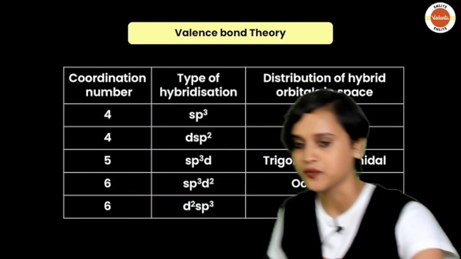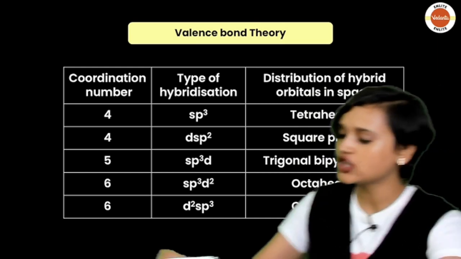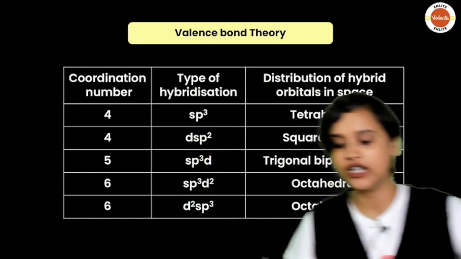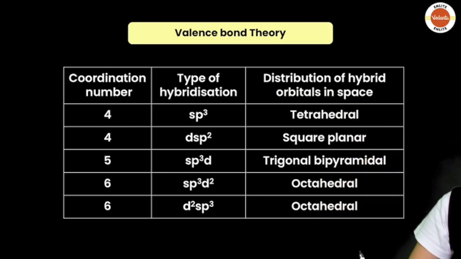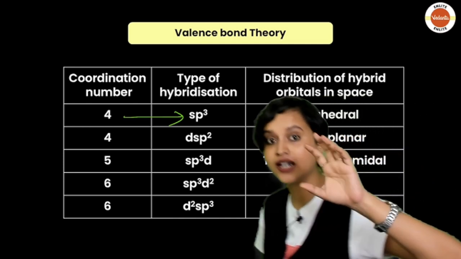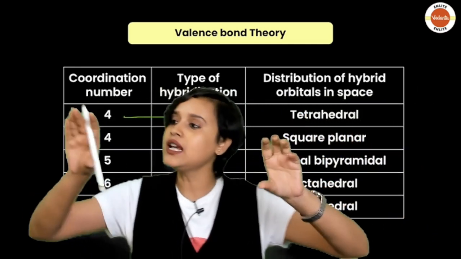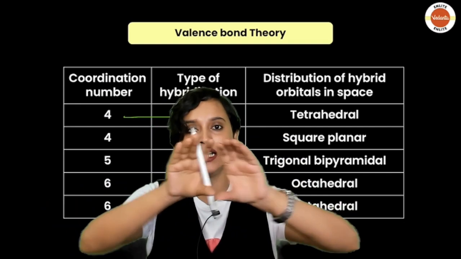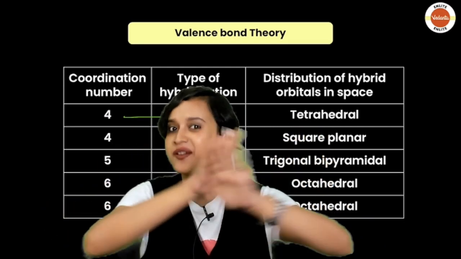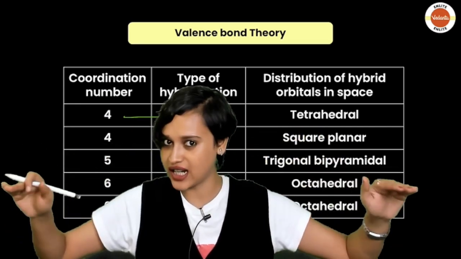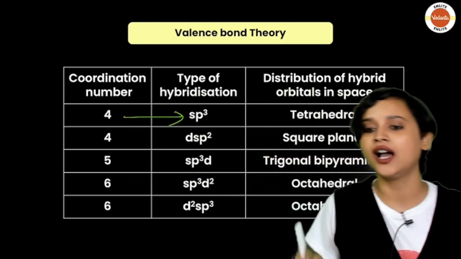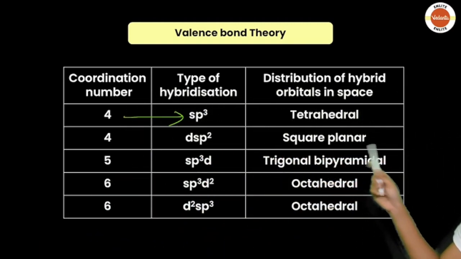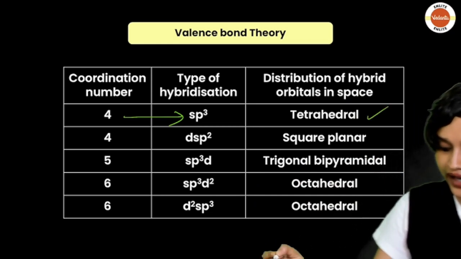Let's understand this. If the coordination number is 4, that means there are 4 ligands attached to the metal. Then it will form sp3 hybridization, that is one s orbital and 3 p orbitals will come together, share their energy levels. They will make sure that their energy levels are in the same space. Then the distribution of the hybrid orbitals in space will obviously be tetrahedral.